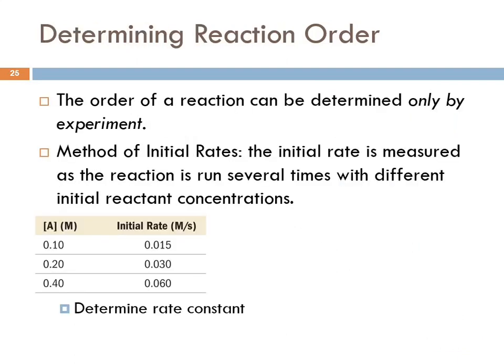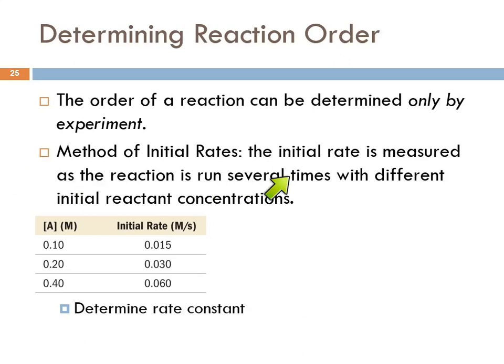Well, how do we determine what the reaction order is? Can we just look at the balanced chemical equation and say, oh, well, this is first order and that's second order? No, we can't. Reaction order is determined by experiment. And that's really important. I'm going to say it again later, but we can only find the reaction order by actually doing experiments. One method is called the method of initial rates.